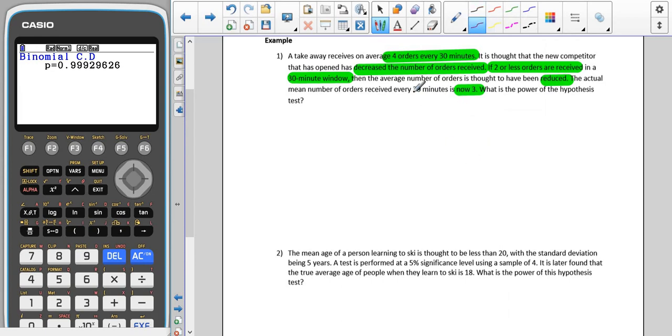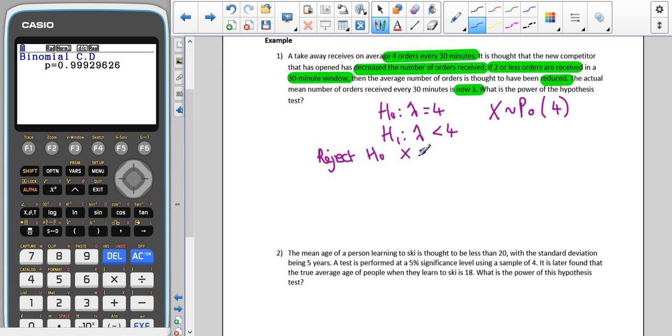So if we were running a hypothesis test on this, it's a Poisson distribution because we just have a constant average rate. We are starting off with x follows a Poisson distribution with a parameter of 4. Our H0 would have been that lambda equals 4. Because we think it's decreased, our H1 is going to be lambda is less than 4. We are then told if 2 or less orders are received in the 30-minute window, then the average number of orders is thought to have reduced. So that is our reject H0 section. So reject H0 is that x is 2 or less, so less than or equal to 2.